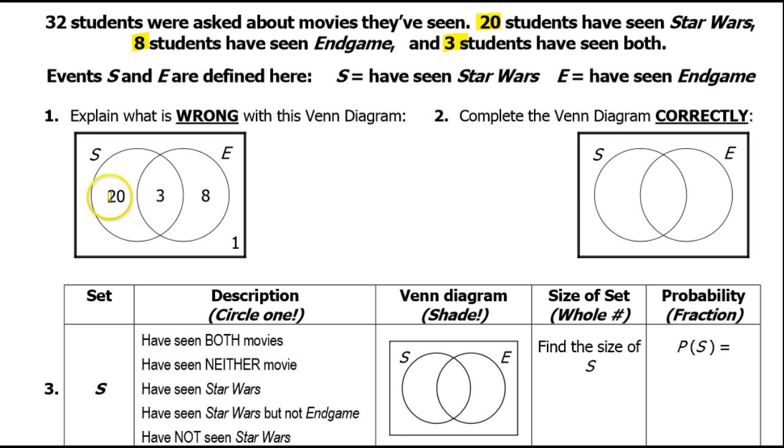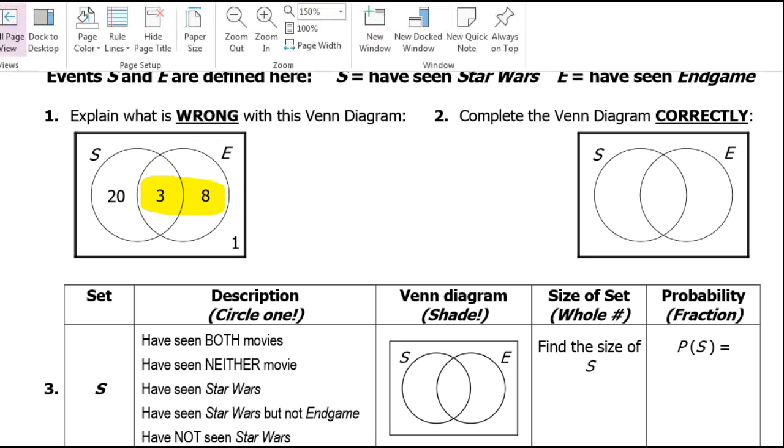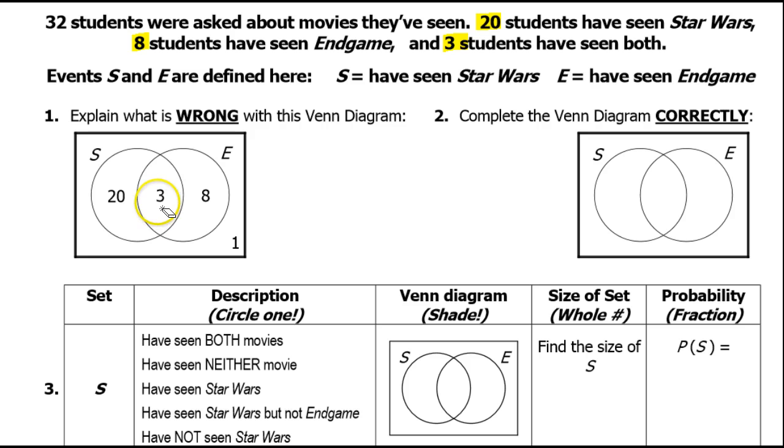So what is wrong with this? Well, the problem is, according to this diagram, these are the students who have seen Star Wars, 23. But only 20 students have seen Star Wars, so this is wrong. Or if I look at it from the Endgame side, according to this diagram, 11 students have seen Endgame, but instead of only 8. So let's see. So the problem is they are double counting the middle part, the overlapping part.